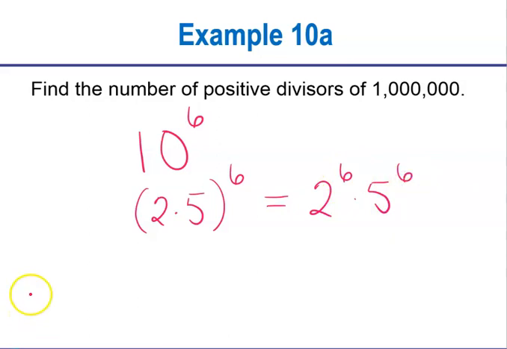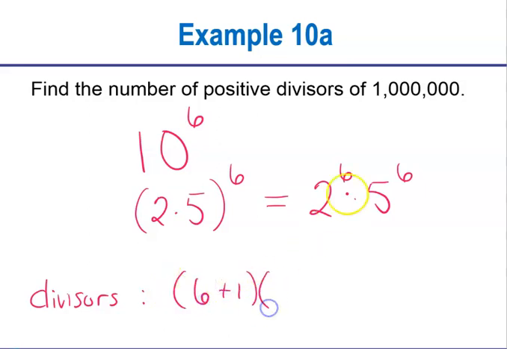Then we can use the fundamental counting principle to figure out the number of divisors, not prime factors, but just plain old divisors, is going to be 6 plus 1 from here, and then 6 plus 1 from here, which is 7 times 7, which is 49.